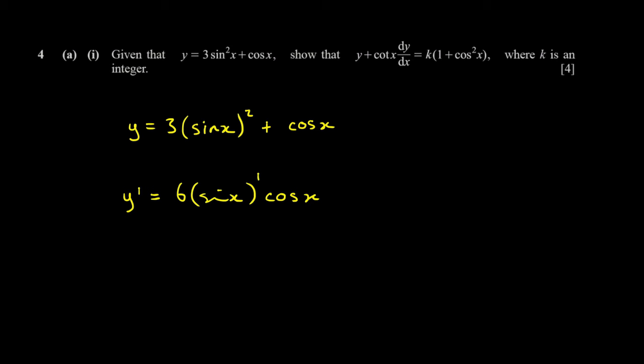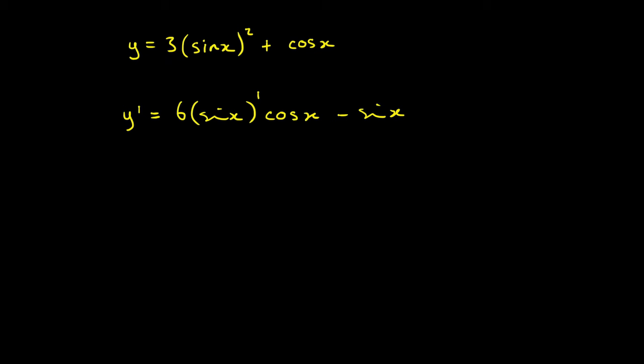And if I differentiate the cos x, I get negative sine x. Now, I just want to double click on that, because I think that there are a lot of students I've experienced who don't really understand that. The chain rule is when we've got one function inside another function. So let me give you two examples.